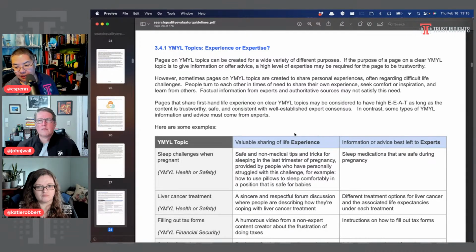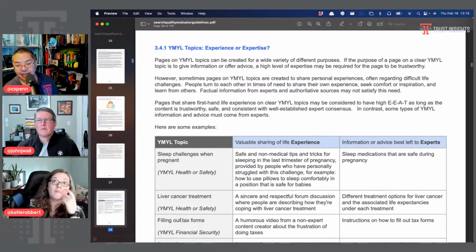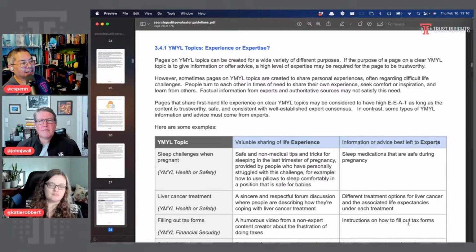So the example they cite here, which is a really good one, is filling out tax forms. A humorous video from a non-expert content creator about the frustration of doing taxes would be valuable sharing of life experience, right? As opposed to information best left to experts, like instructions on how to fill out the tax forms, because as many of us know, filling out tax forms does require all sorts of arcane knowledge about the tax code to get an optimal outcome.